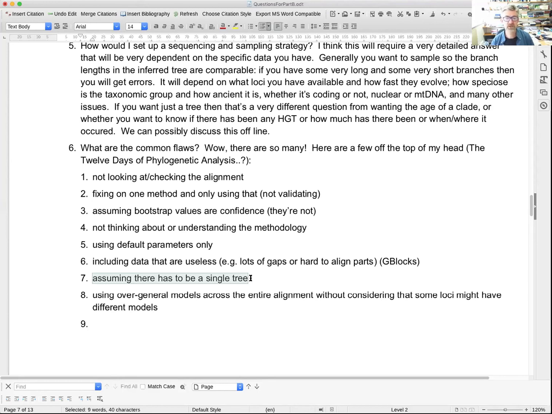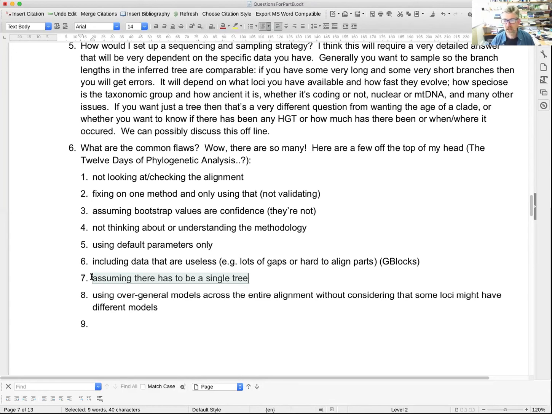It might be different genes, there might be nuclear and mitochondrial DNA. It might be, in fact, that you've got some hybridization, some full species hybridization going on. And so it isn't actually a tree. So don't assume that it has to be a single tree. Don't force it. Again, it's just generally good practice to start off with a network and then see when your network looks tree-like and see where in your data there might be some conflicting signal.